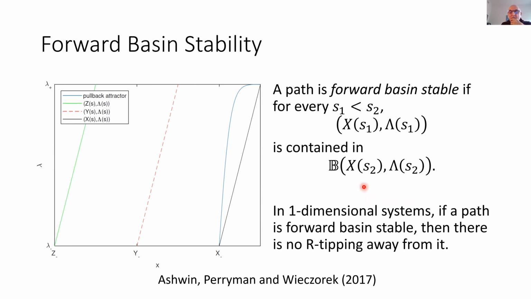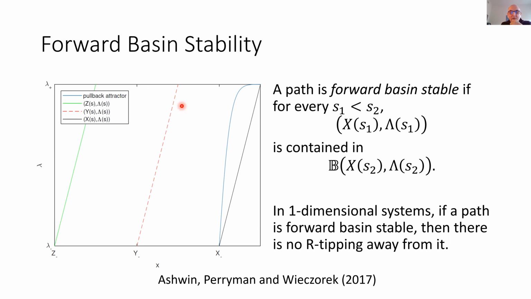Sorry, of Z rather than X. This is the basin of attraction of the X attractor, right? So the idea here is that as you move forward, you take this value here and go vertically upwards in lambda. If for each of those lambdas you lie inside the basin of attraction of this guy here, then you do not have R tipping away from it. But if you get outside that basin of attraction, then there is R tipping away from it. So this is a necessary and sufficient condition.